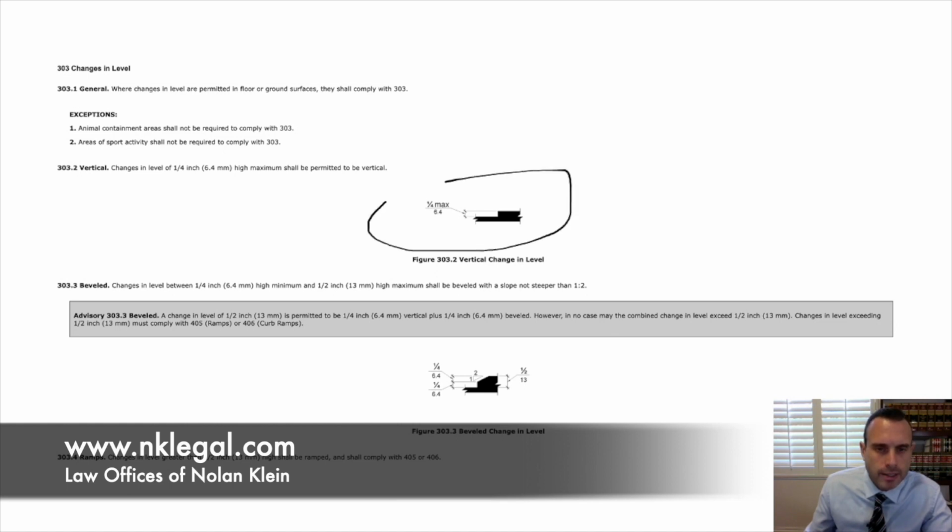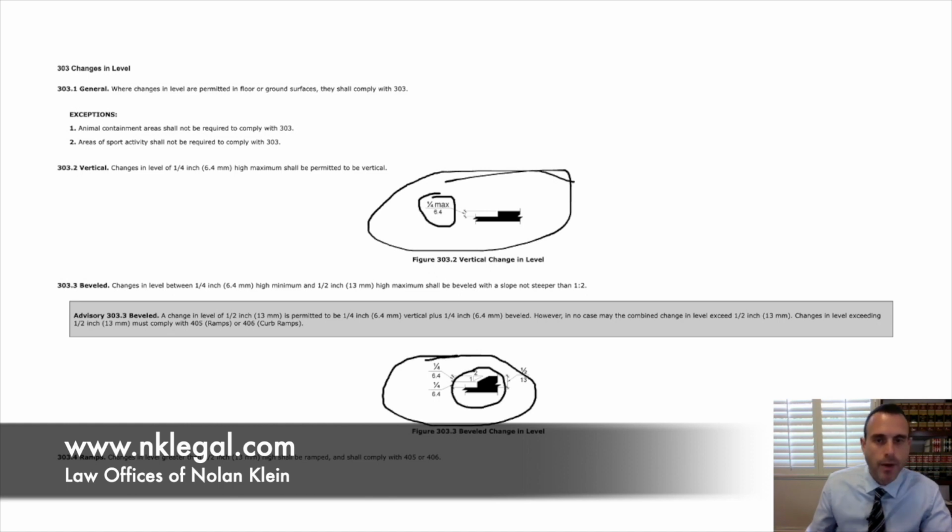Okay, take a look at this. If there is a change in level that's vertical, it can be up to 1/4 inch without having to do anything at all. If there's a change that's up to a 1/2 inch, it can be beveled. But beyond the 1/2 inch, it has to be ramped. And this is all spelled out very clearly in the ADAAG, in this publicly available information that anybody can look up and anybody can see.